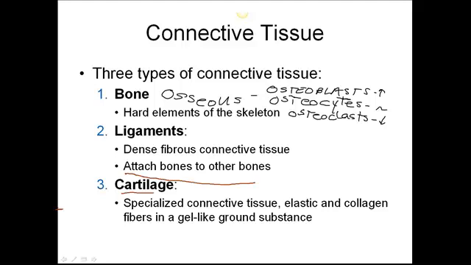And then cartilage. This is specialized connective tissue. Remember, it's one of those special connective tissues. It has elastic fibers, collagen fibers, and of course ground substance and cells.